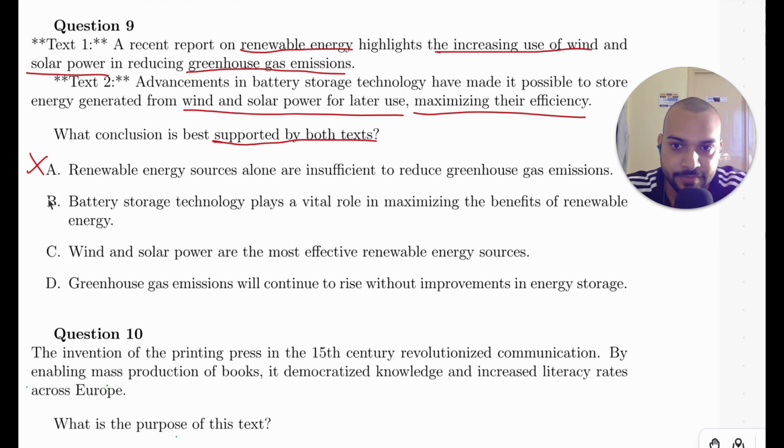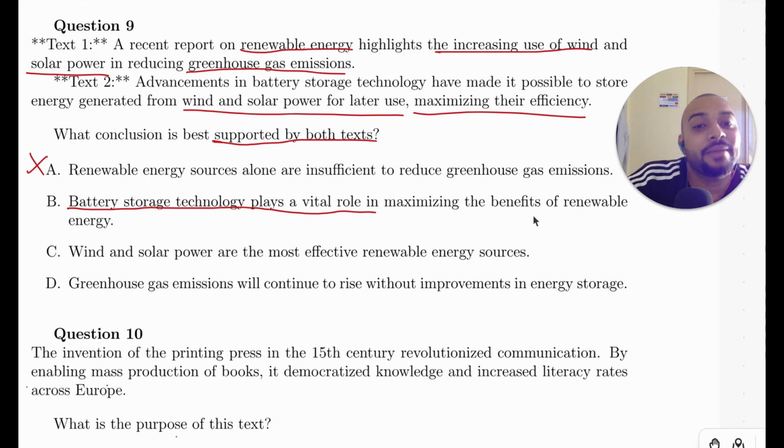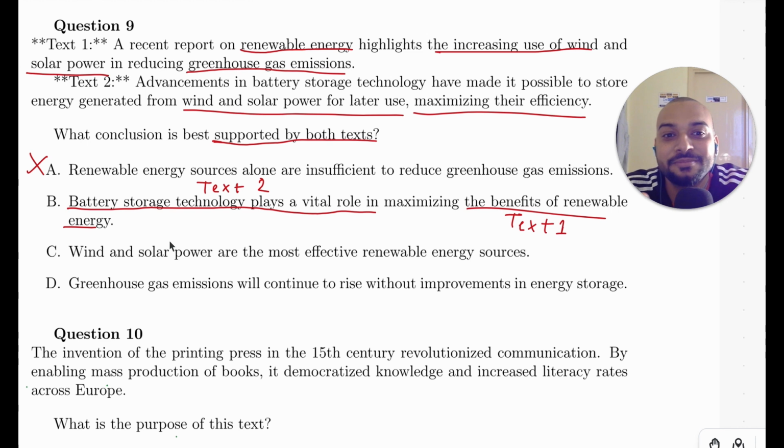Okay, that is correct. Pick something from text 2, the battery storage technology. It plays a vital role in maximizing the benefits of renewable energy. So it says the renewable energy has benefits, which is the idea from text 1. So this is the idea from text 1, this is from text 2. So by far the most wholesome, the most accurate option is option B. So I would place my bet on option B right here at this point itself.